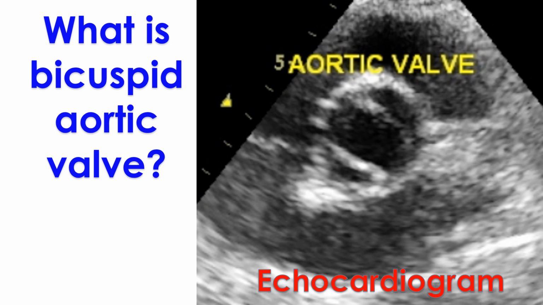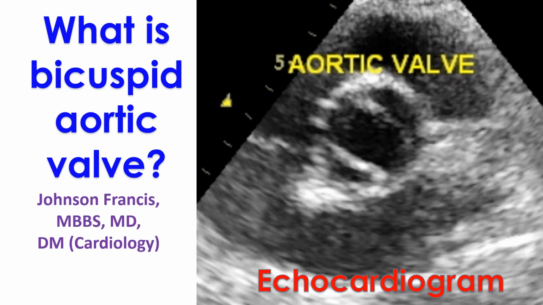Aortic valve is the valve between the left ventricle and aorta. Left ventricle is the lower left chamber of the heart. Aorta is the largest blood vessel carrying oxygenated blood to the whole body from the left ventricle. Normally, the aortic valve has 3 semilunar leaflets.